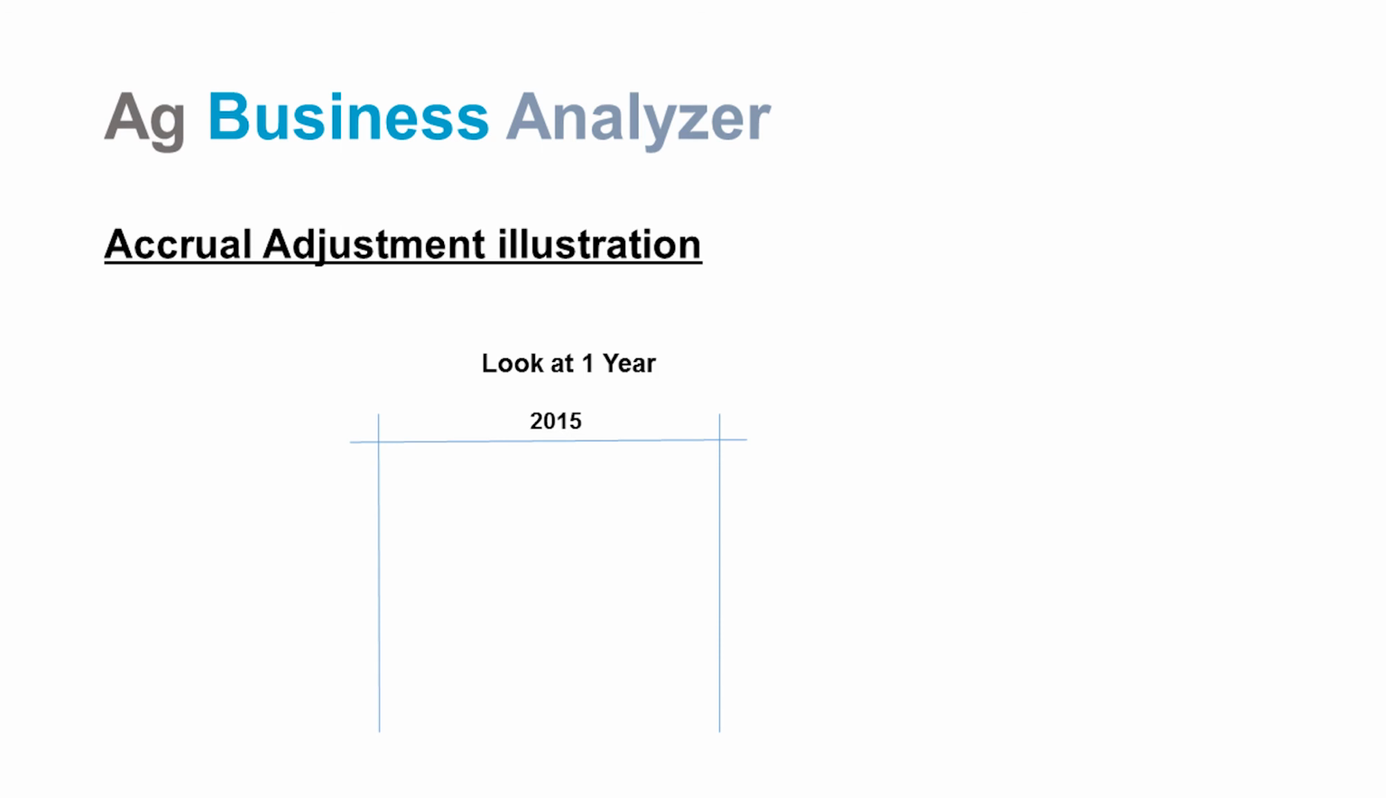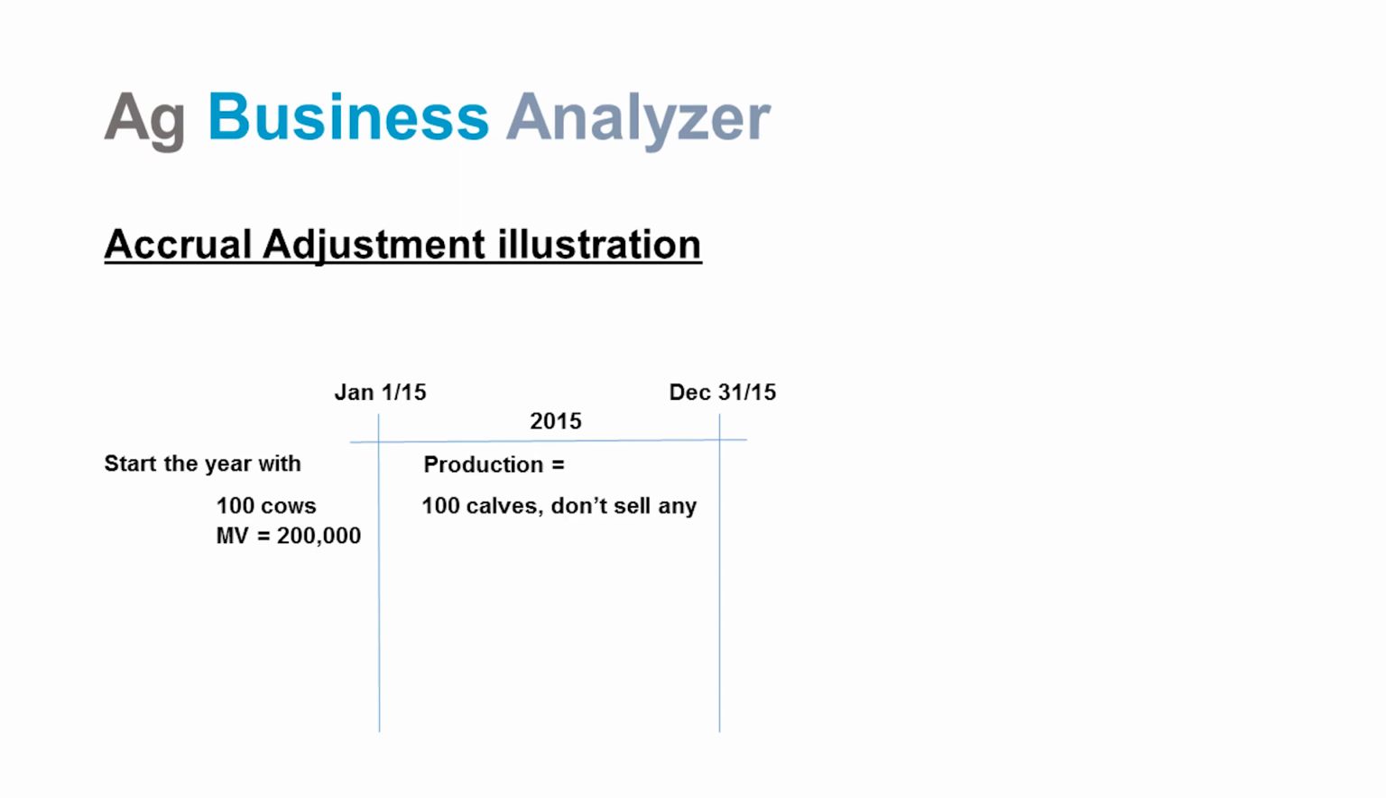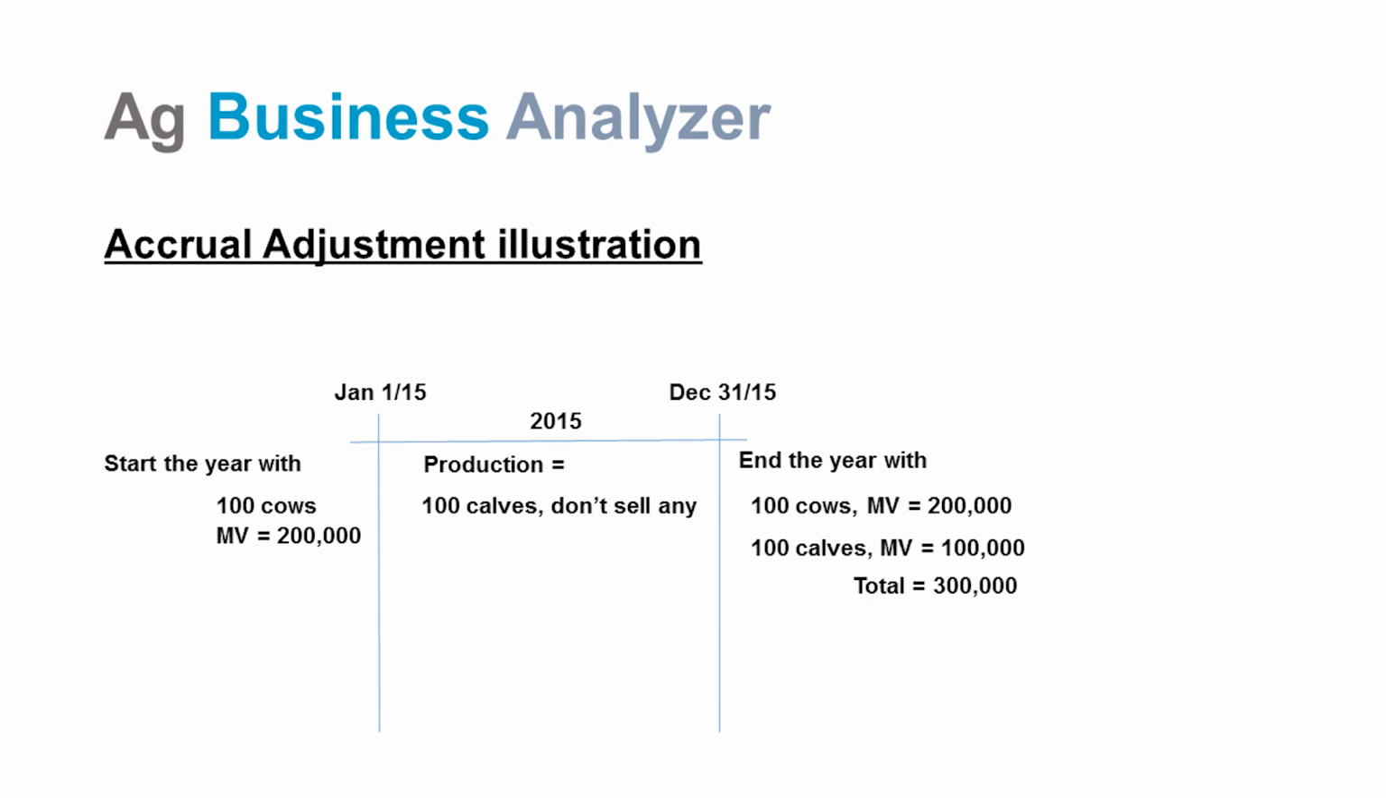So we're going to look at a projected year, which is 2015 in this case. And the year runs from January 1st to December 31st. So in this example, we're starting the year with 100 cows and they have a market value of $200,000. For production, there are going to be 100 calves, but none are going to be sold. So we'll end the year with 100 cows worth $200,000 and 100 calves worth $100,000 for a total of $300,000.